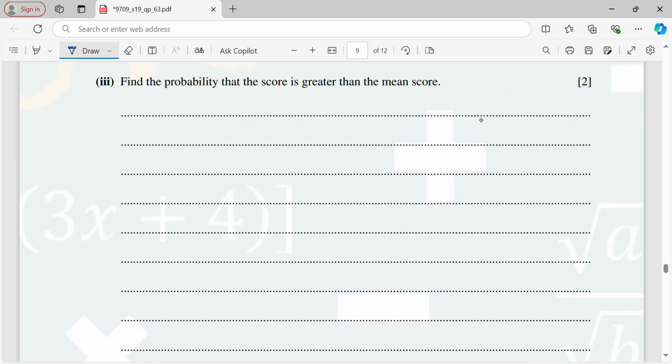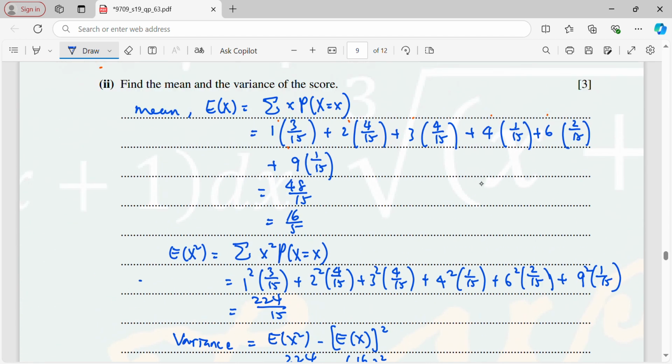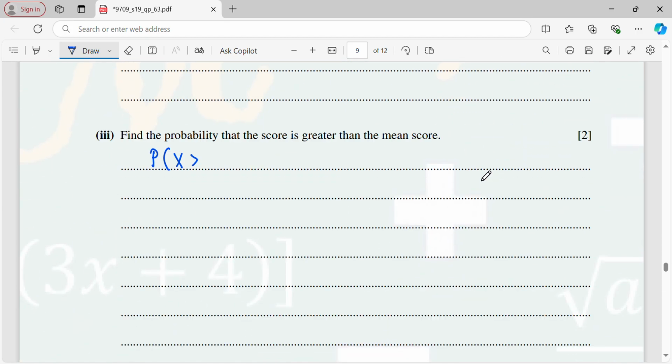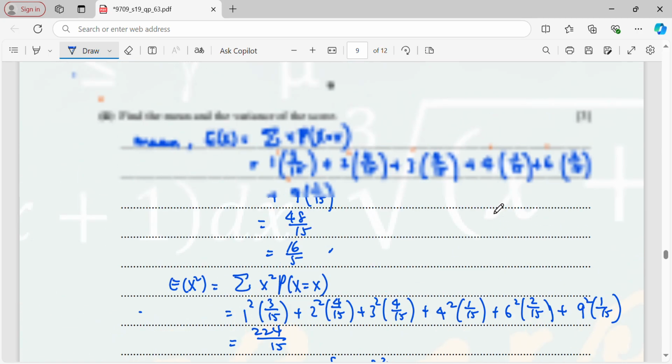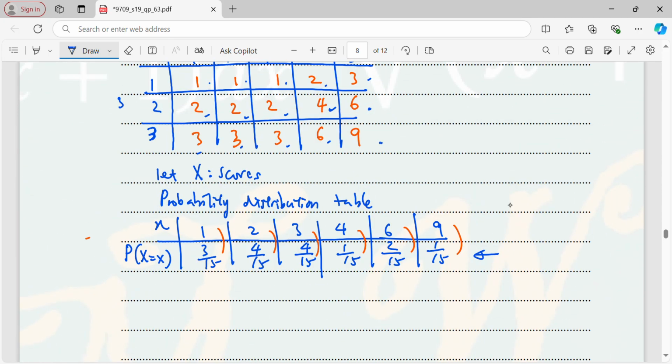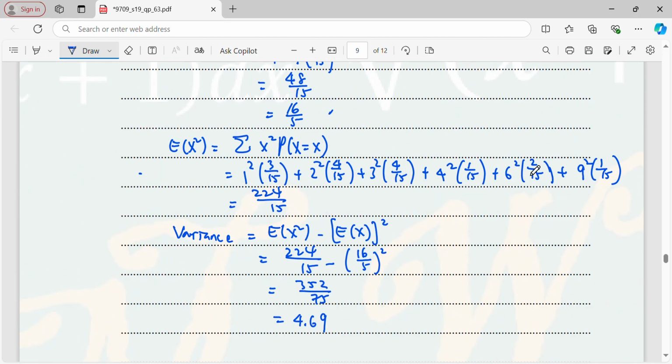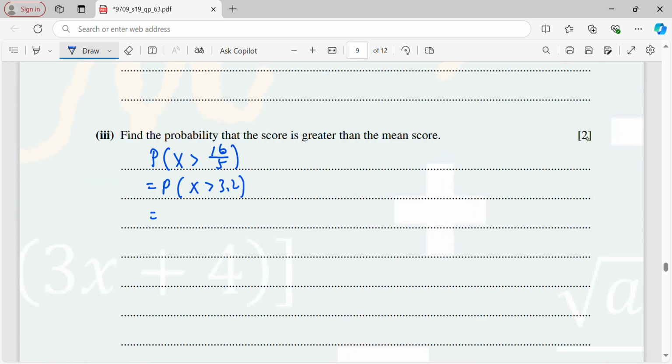Now, next part, find the probability that the score is greater than the mean score. So the mean score is 16 over 5, which is basically 3.2. So when greater than 3.2, look at the x, it will be 4, 6, or 9. So I will write here 4, 6, or 9.